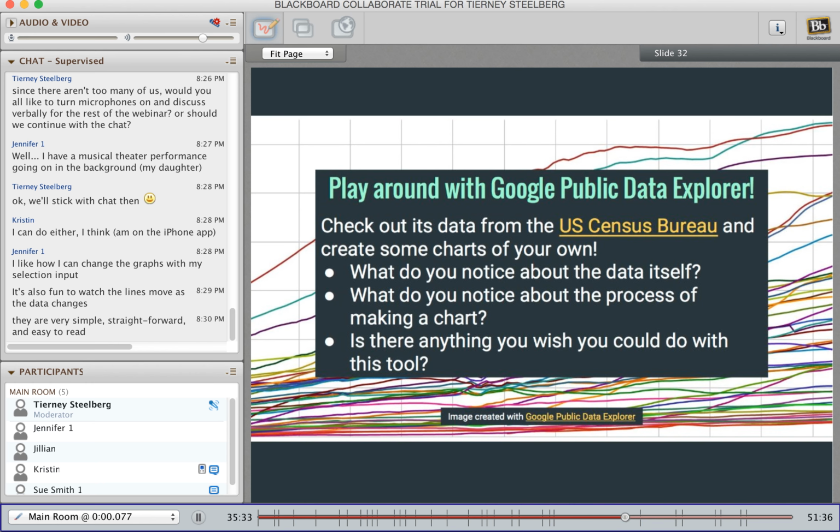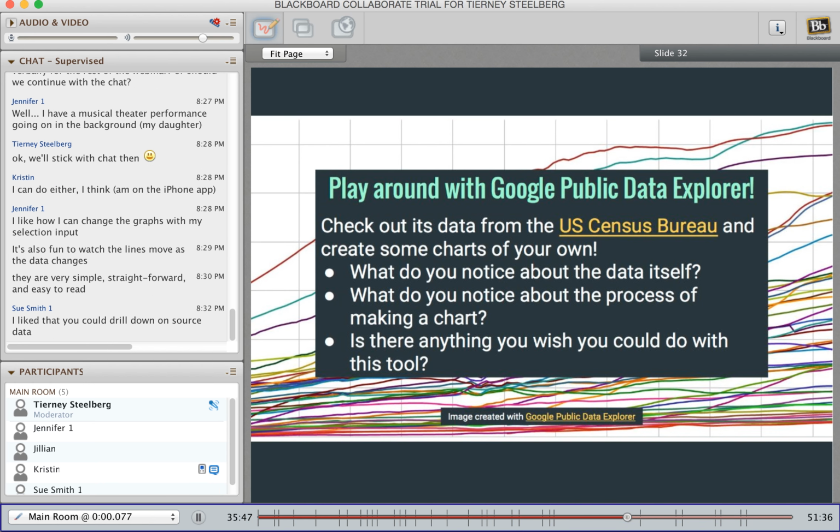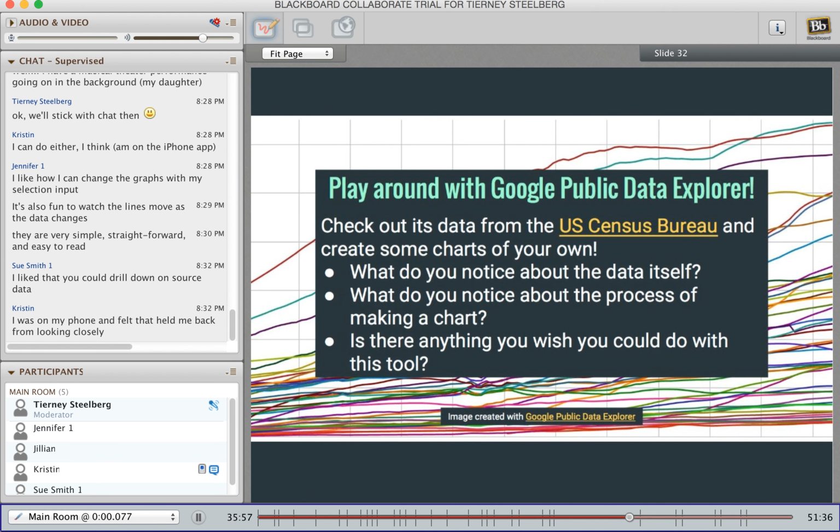Was there anything that you wished you could do that you felt like you couldn't? Or did you feel like this tool was good for these purposes? Sue Smith says, I like that you could drill down on source data. Very true. That's a great point. And it was nice that Google was transparent about where these were coming from, because I know Google is not always transparent about things like that.